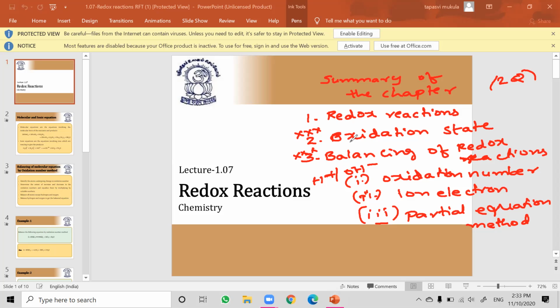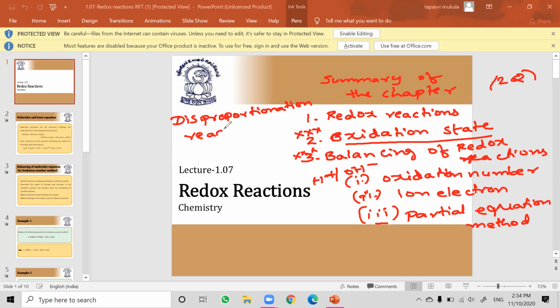Very, very important: finding the oxidation state. Calculate the oxidation state of sulfur in H2SO4. Calculate the oxidation state of iron in K4Fe(CN)6. They'll ask so many questions based on oxidation states, and also on balancing of redox reactions. Types of redox reactions: in this we have to underline the disproportionation reaction. That is very, very important because the same element is undergoing oxidation as well as reduction.